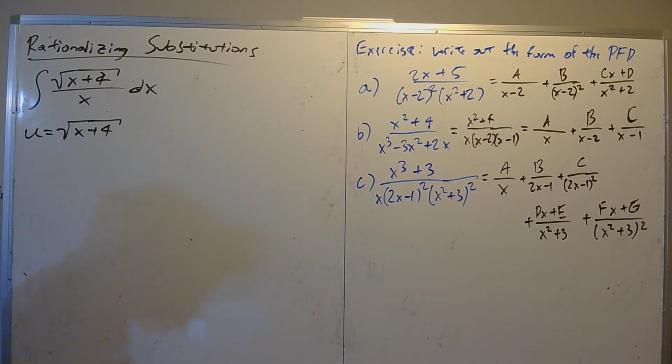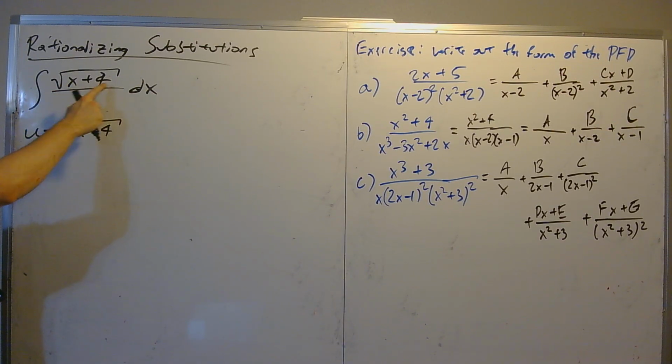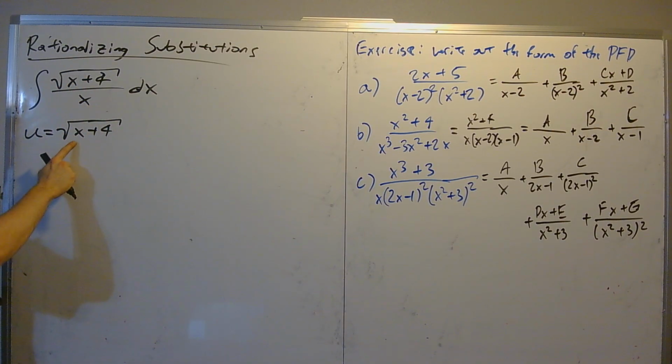Okay, so with rationalizing substitutions, the time when you're going to have to pick this value of u is just whenever you've got some kind of fractional exponent. So remember, the square root is the exponent of 1/2, so this is a fractional exponent. So here, whenever you have something like this square root, that's when you might have to do this type of integration, where you pick u to be equal to this thing, right?